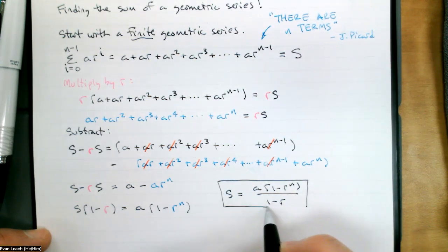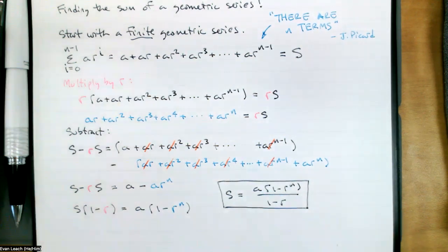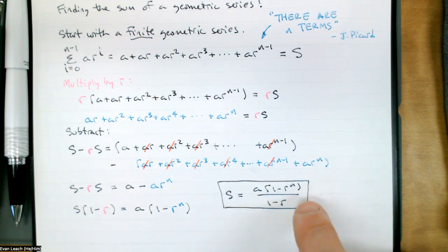Now, this is the sum of a finite geometric series, so this one does not care about the value of r. This is a finite sum. This will work for any value of r. But if we want the infinite sum, if n goes to infinity, then this sum only becomes finite if the absolute value of r is less than 1, because of this term, r to the n. So as n goes to infinity, r to the n goes to 0, but only if r is less than 1.